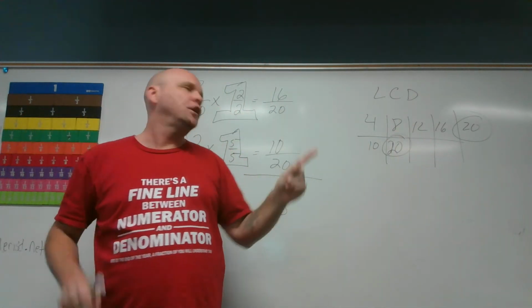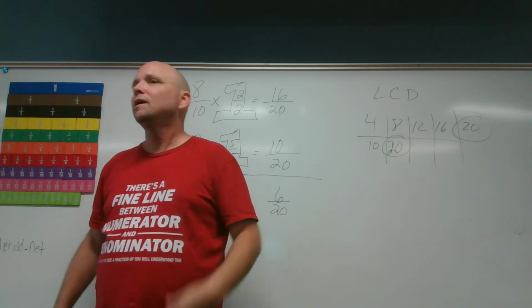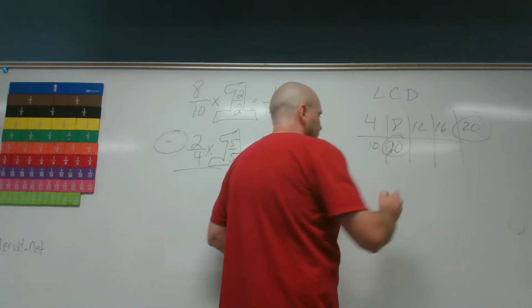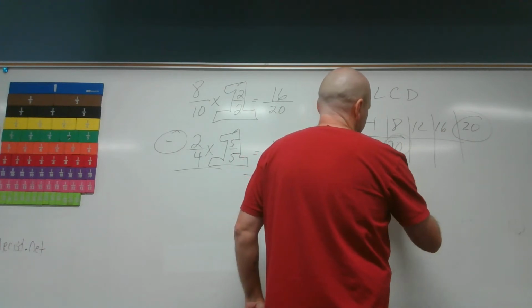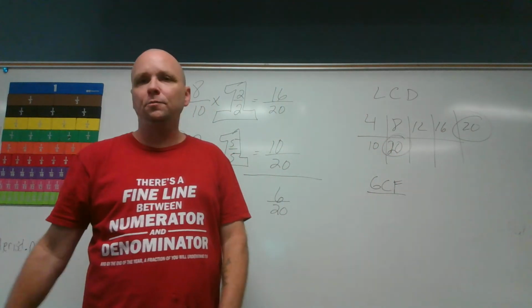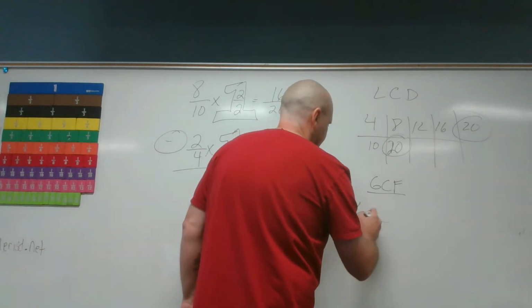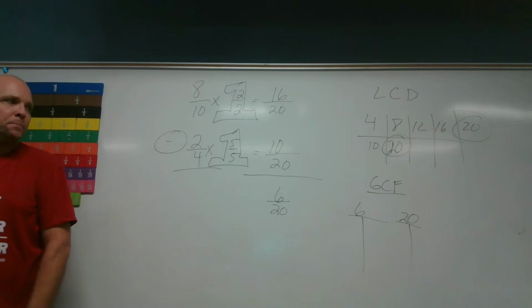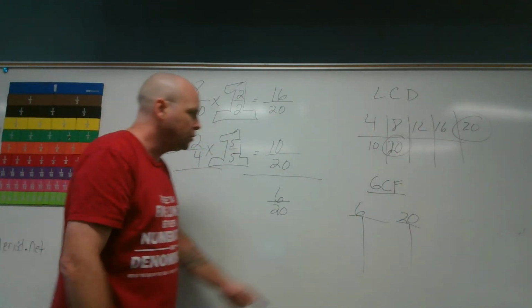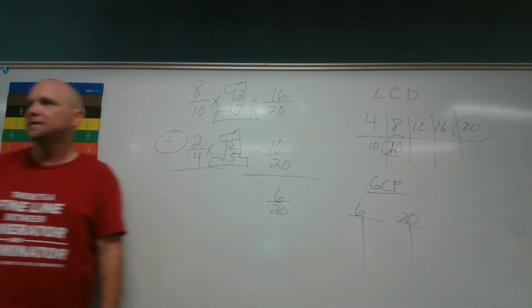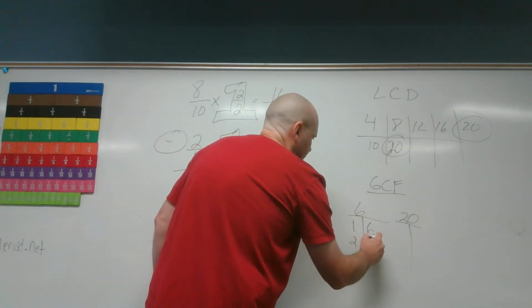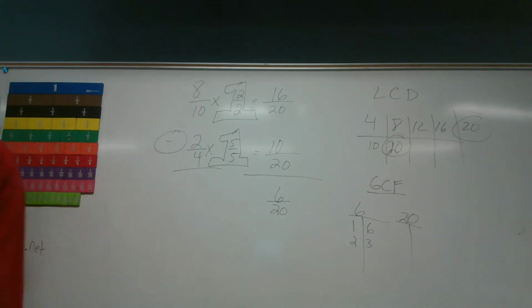Now, I know that you're dividing them both by 2, but I just want to make sure that you see why and how you're dividing them by 2. You're going to find the greatest common factor. You take your numerator and denominator and list your factor pairs. What are my factor pairs for 6? 1 times 6, 2 times 3. Awesome, thank you. And Isabella, what are my factor pairs for 20?